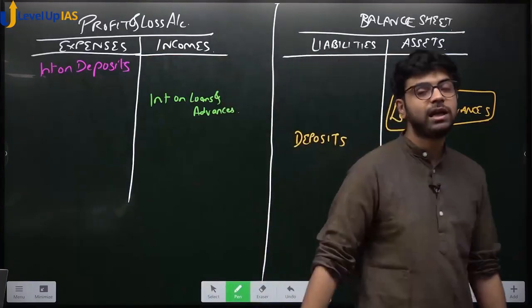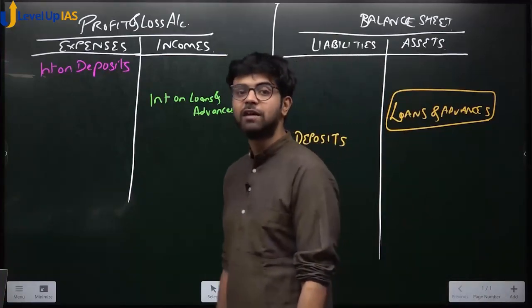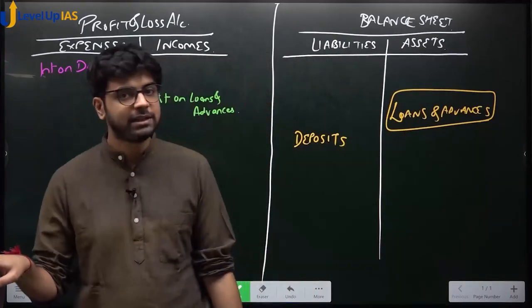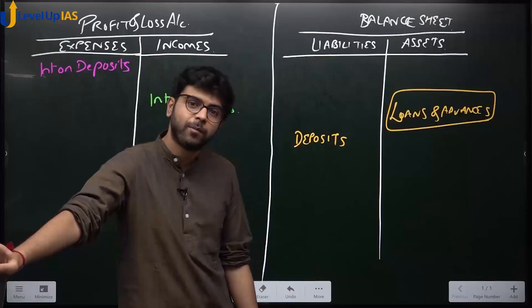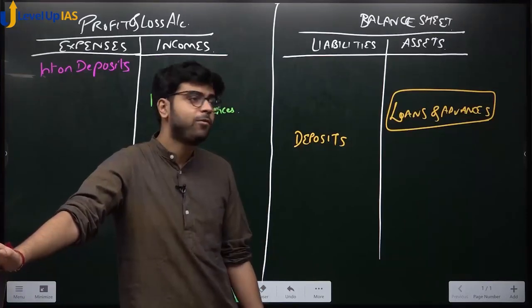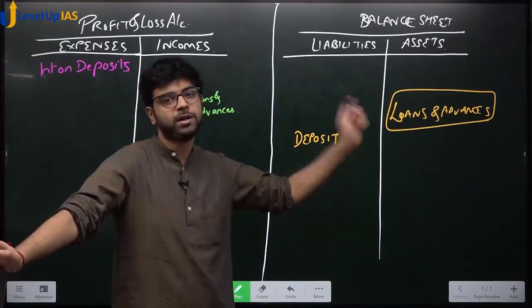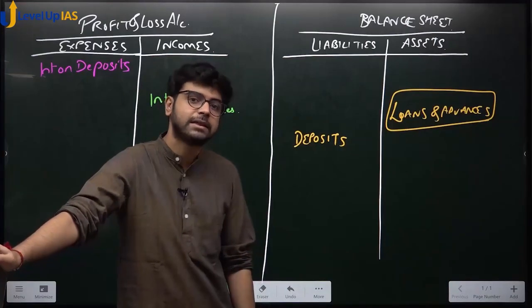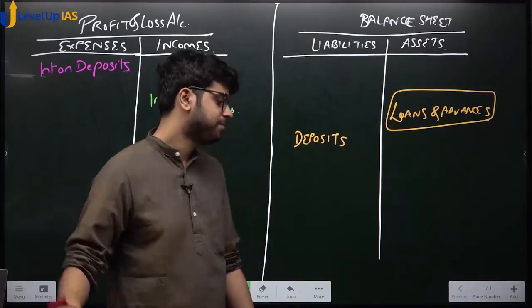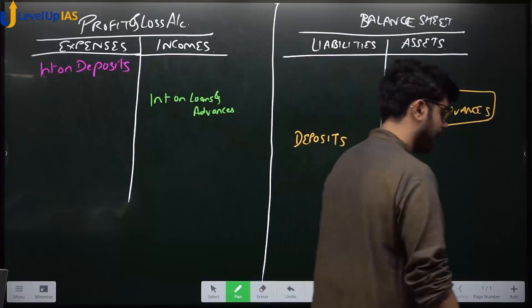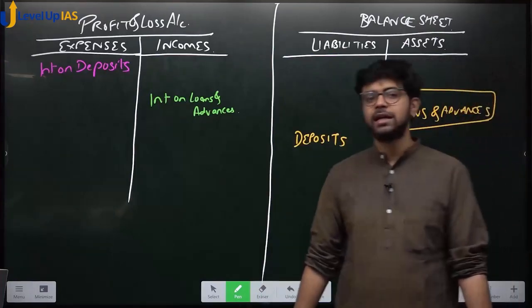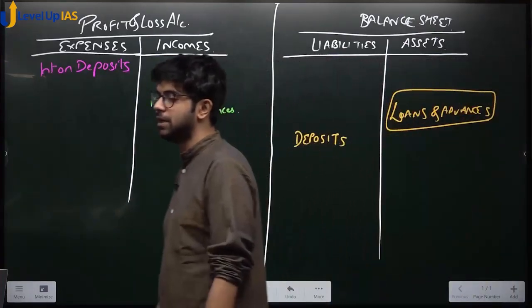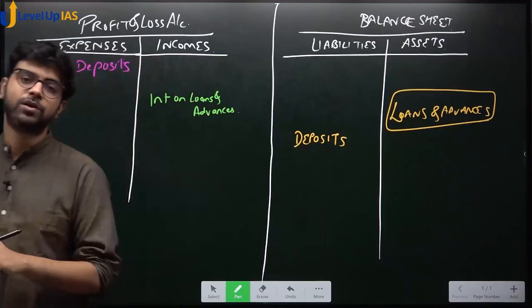Next, we also saw that in SLR, the statutory liquidity ratio, you have to invest in government bonds. Where do you think investment in government bonds would come? Would it come here or here? Would it be an asset or a liability for the bank? Think and tell. Apply the concept of asset and liability and then tell me, would it be an asset or a liability? Investment in government bonds.